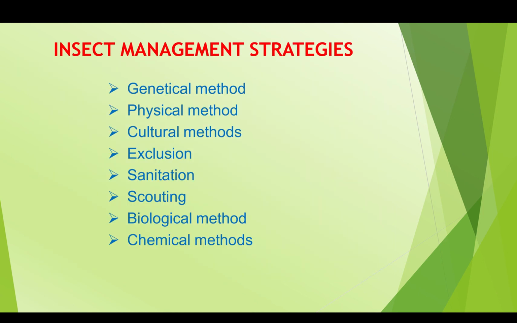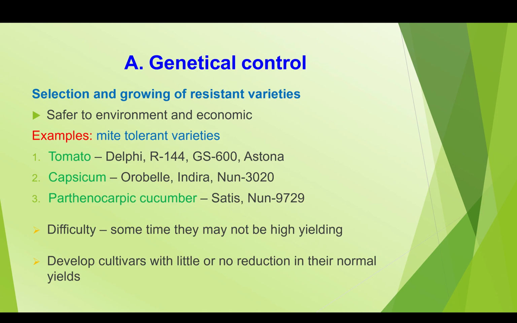Okay, next, insect management strategies. First is genetical, physical, cultural, exclusion, sanitation, scouting, biological method and chemical method. Lastly we are going to use the chemical method. So one by one we are going to discuss.